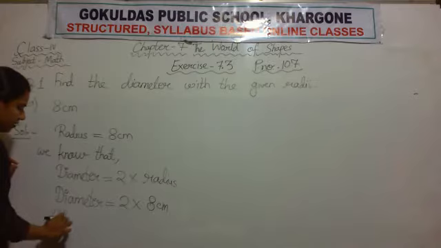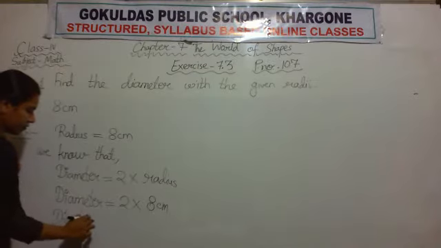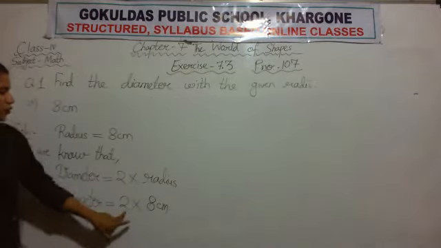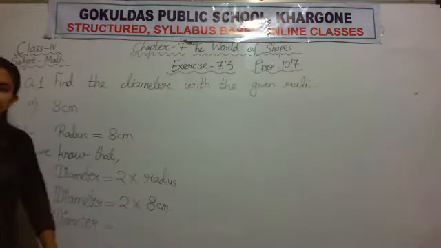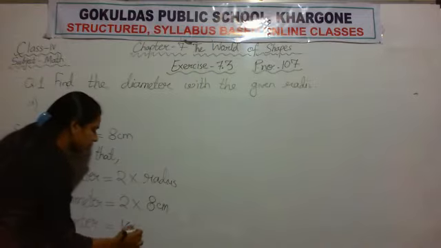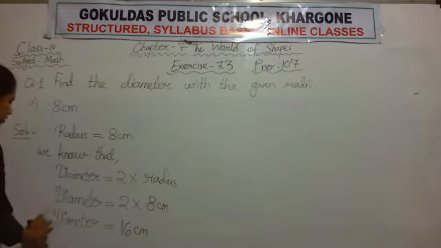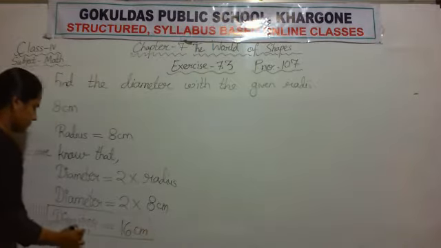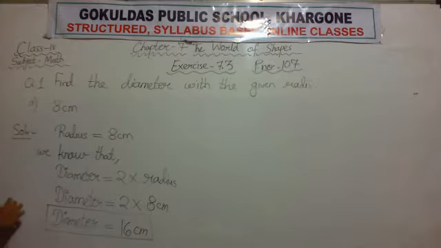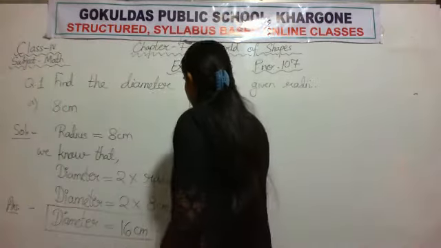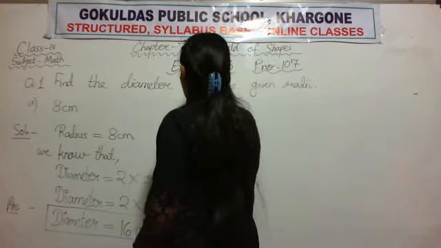Now write diameter is equal to 2 into 8. Number multiplied with number. 2 eights are 16. So 16 centimeter. Diameter will be 16 centimeter. It is our answer. So by using the formula we can find the diameter. Now let us find for B.